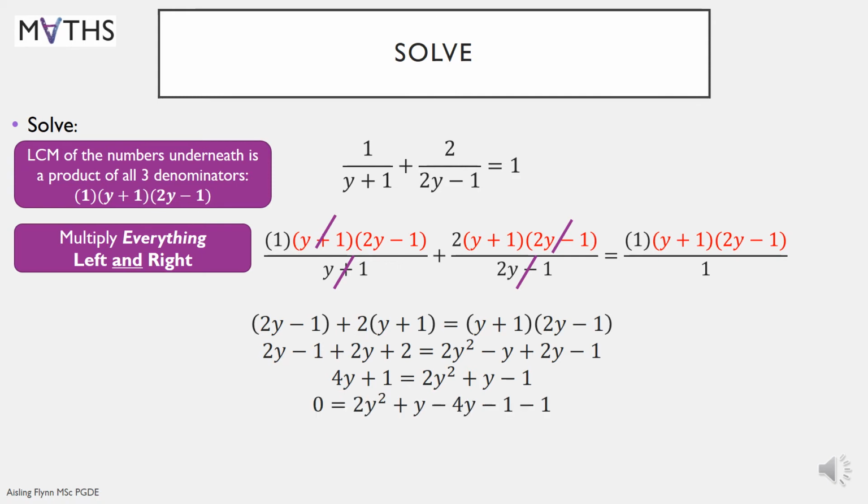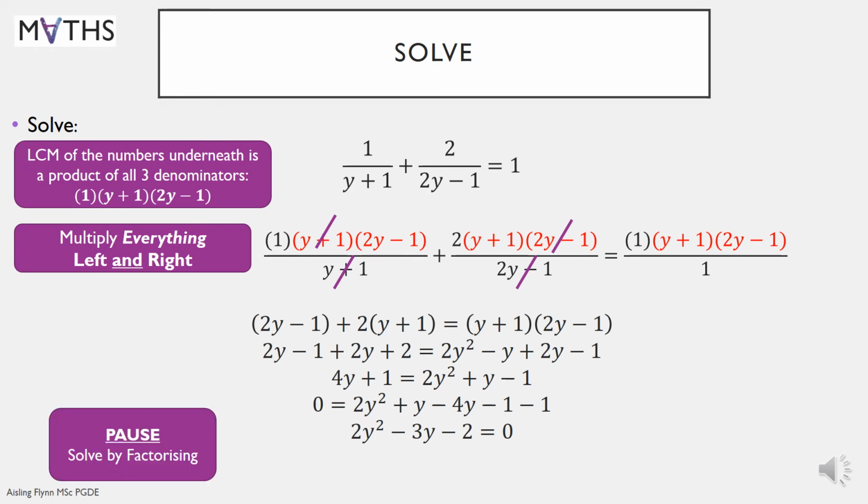So 4y appears as minus 4y on the right and the plus 1 as minus 1 on the right. And simplifying, this is what we get. 2y squared minus 3y minus 2 equals 0. So that's our quadratic equation. Again, I want you to pause the video now, take a piece of paper, practice your factorizing and solve for y and compare your answer to mine in a moment.